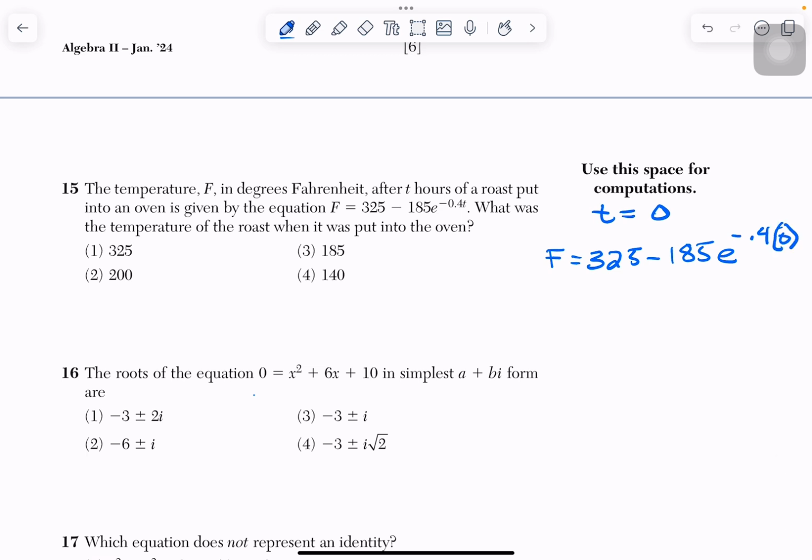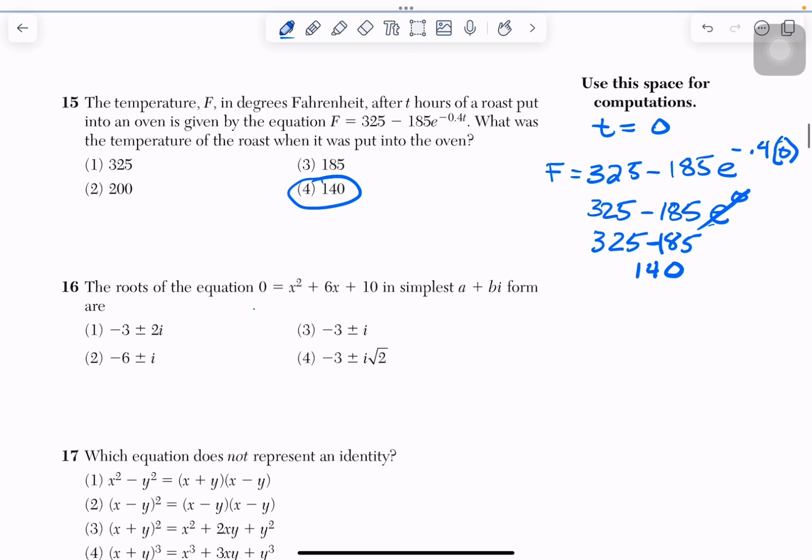All right. So that means this is 325 minus 185 e raised to the 0 power. Anything raised to the 0 power is 1. Right? So it's 325 minus 185. And it came out to be 140, which was choice 4.